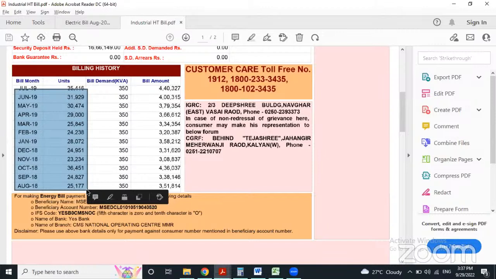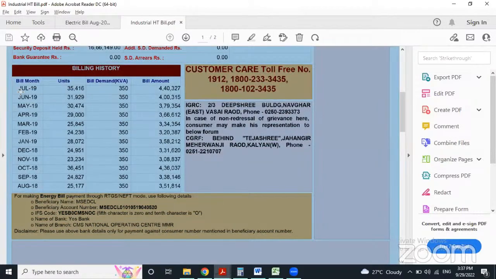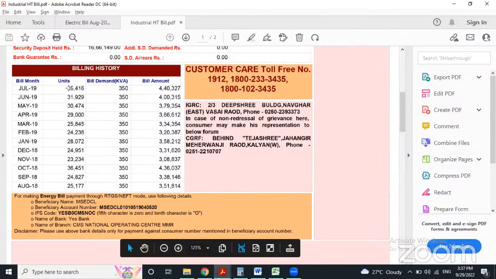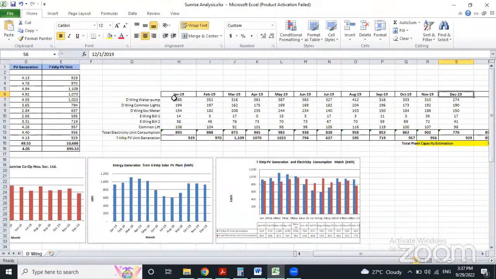You can do your work through a single bill also. But in cases like that Madhya Pradesh bill, there was no such table showing the 12 months consumption. In that case, you need to take all 12 months of bills from the customer, one year of bills. These are the units that will be mentioned, and you need to put these units over here.